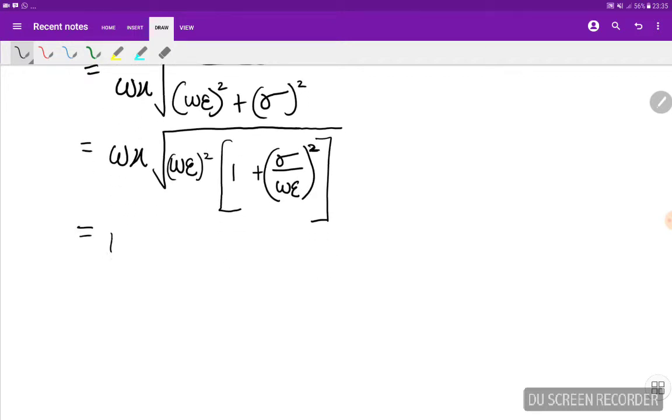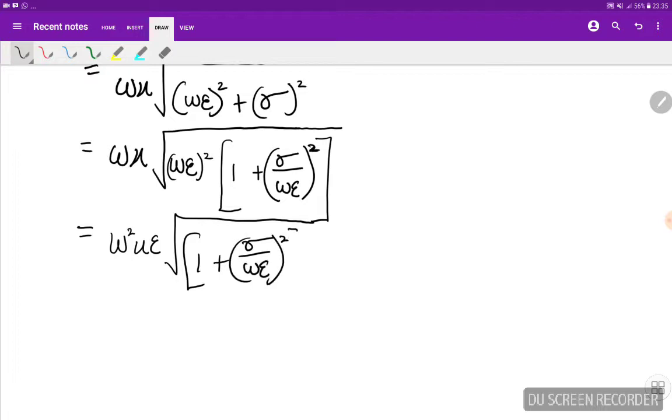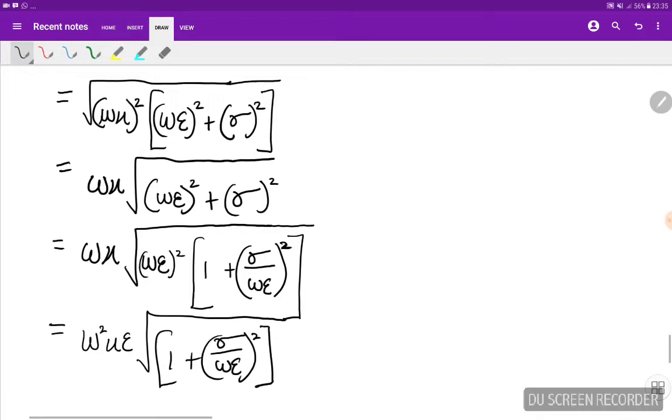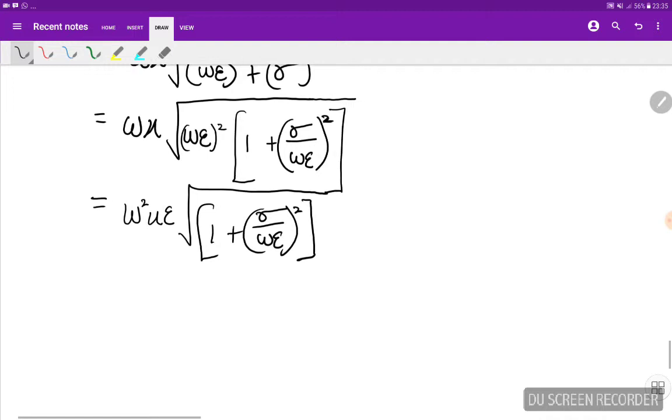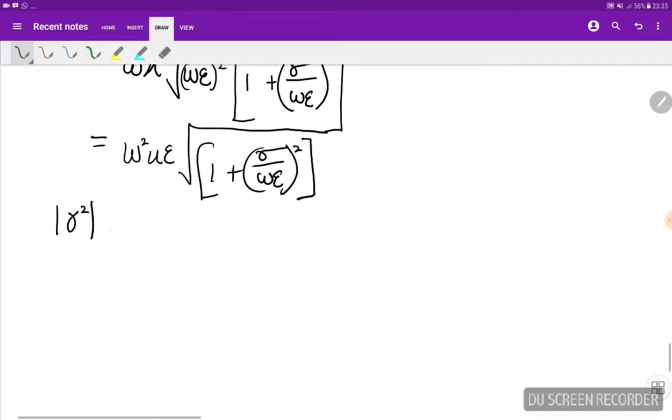This would be ω² με square root of 1 plus conductivity over ωε squared. Okay, so this is what we have. Now we equate it to alpha and beta. So it means this squared is also equal to, let's put it here, alpha squared plus beta squared.